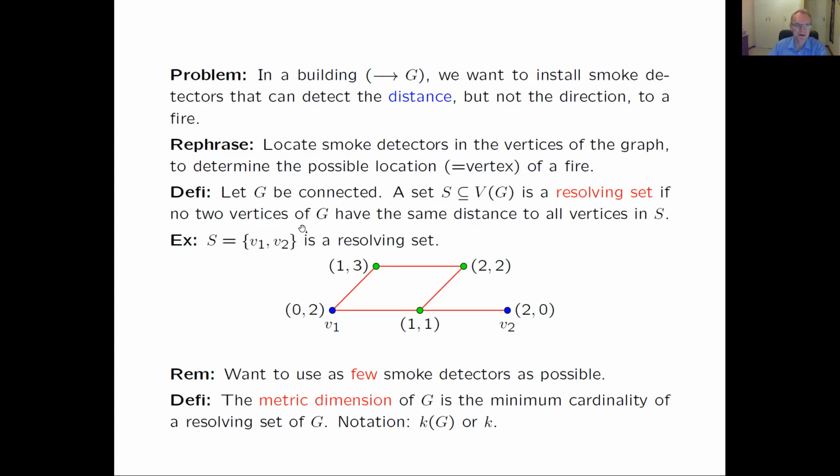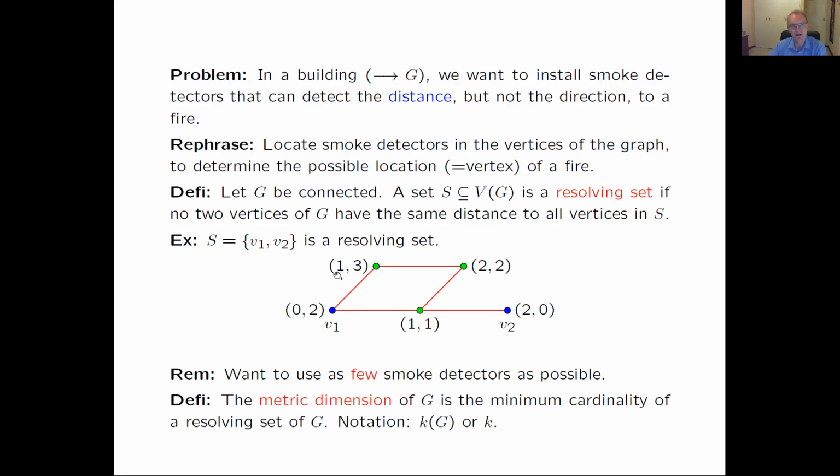Okay, let's make that a little clearer, perhaps with a toy example here. So I've got a graph here with 5 vertices, and I'm going to place my smoke detectors in the 2 vertices labeled V1 and V2, indicated blue. And I'm going to show that this is a resolving set. Next to each vertex, I have written 2 numbers. The first number is the distance of this vertex to V1. The second number is the distance of this vertex to V2.